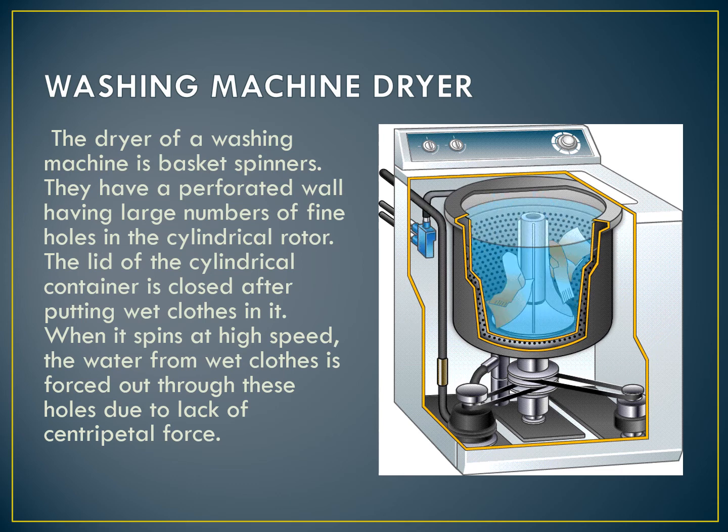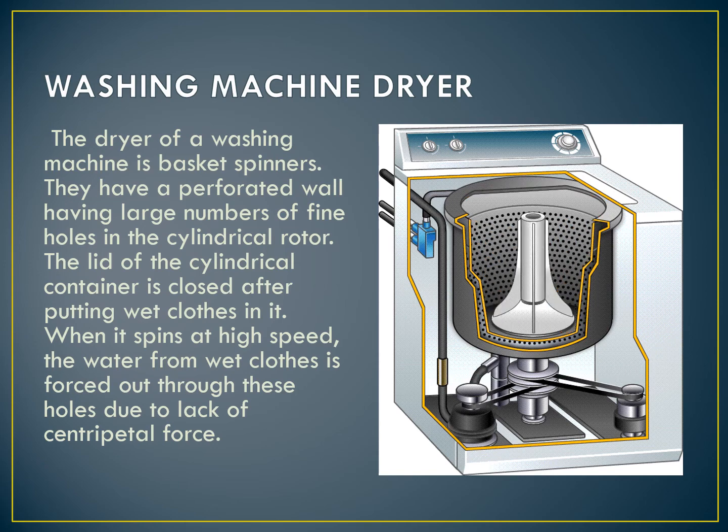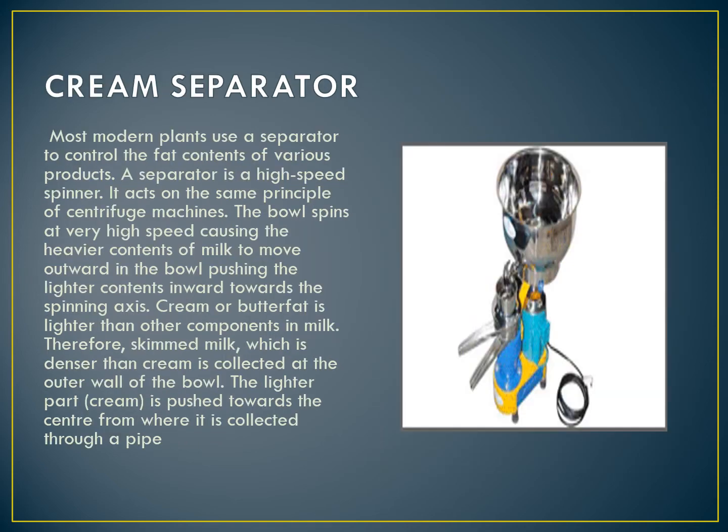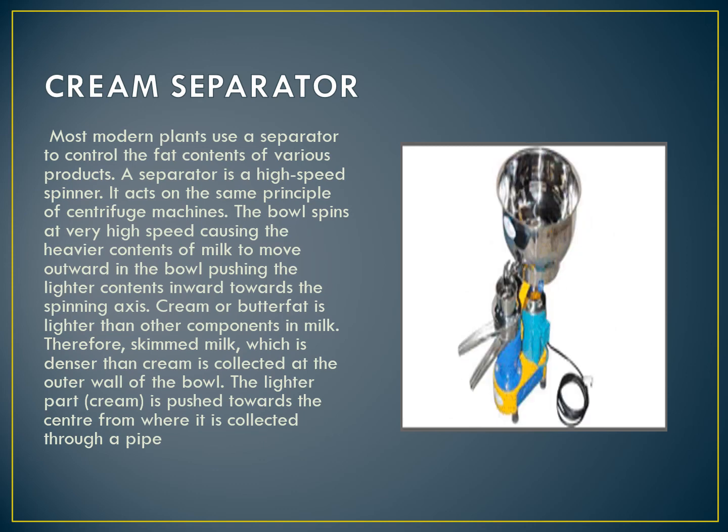So when the dryer spins at a very high speed, the heavy contents move towards the bigger radius, that is, towards the walls of the cylinder, and the lighter contents gather at the center because of moving in a circle of smaller radius. Because of the holes in the cylinder, the water is forced out of the cylinder and the clothes become dry.